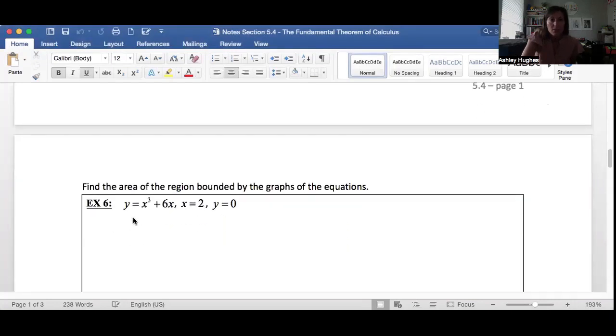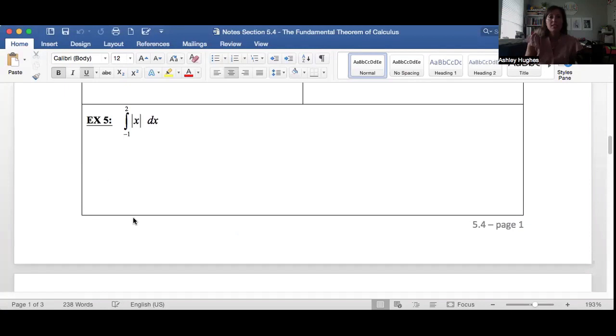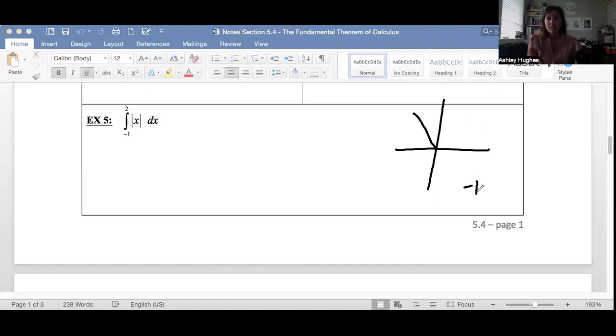Okay, so this problem we have to break up because absolute value function is a piecewise function. It is negative x when x is less than 0. And it's positive x when x is greater than or equal to 0. And we're integrating from negative 1, which is over here, to 2, which is over here, which we could find the area just using triangles, geometry, okay?